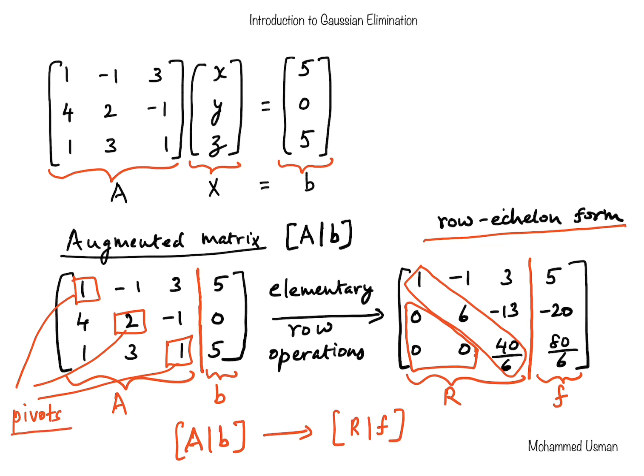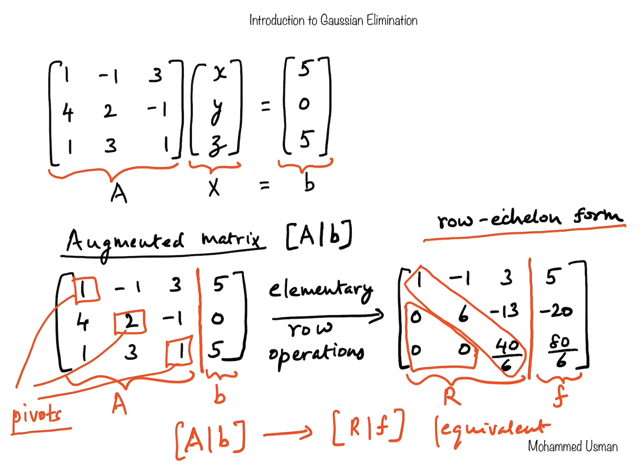The next information that you should know is that the augmented matrix AB and the row-echelon form of the augmented matrix RF are called equivalent matrices. They are equivalent.